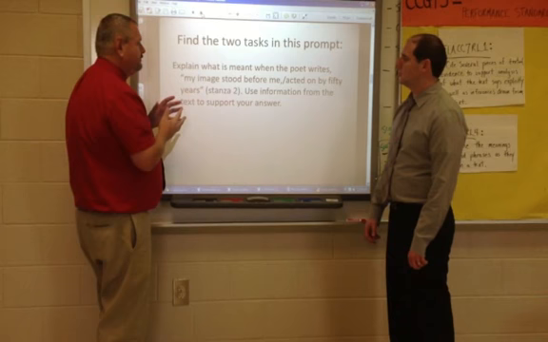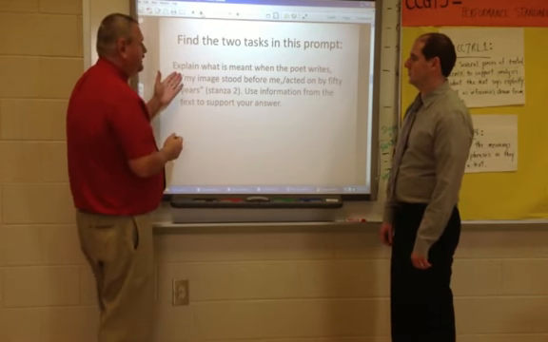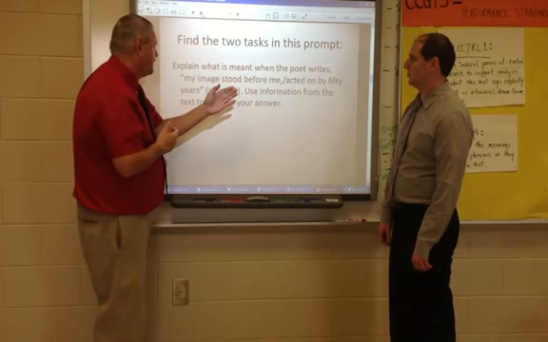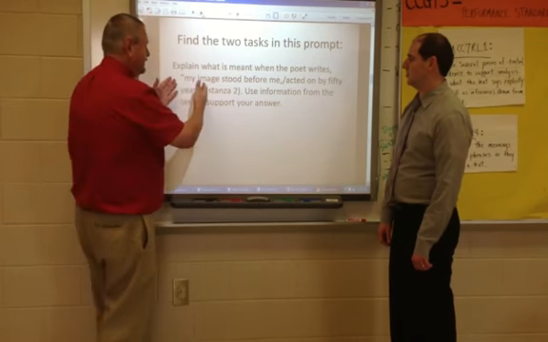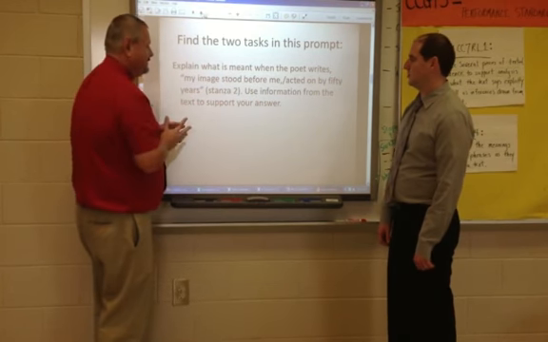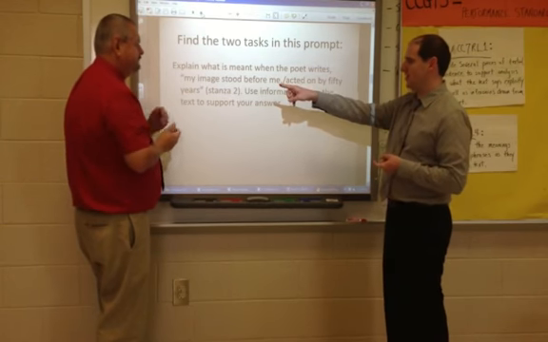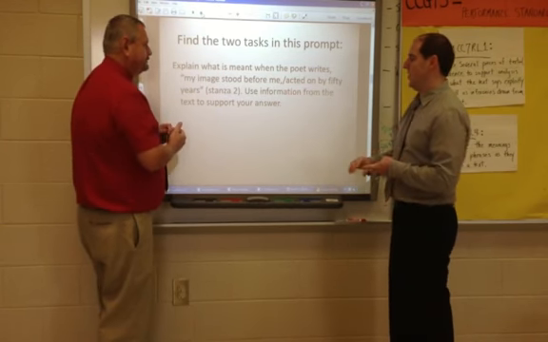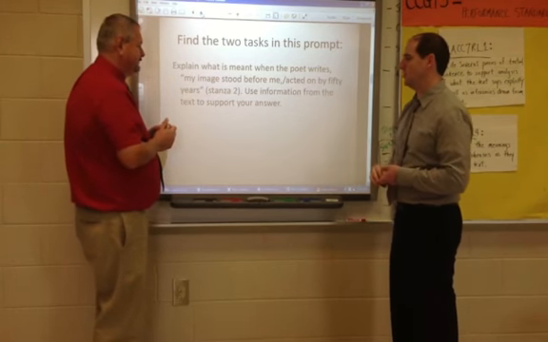All right, then we gave them another prompt. Again, find the 2 action verbs. Explain what is meant when the poet writes, my imagination stood before me, acted on by 50 years. We actually had the text here in the prompt. Use information from the text to support your answer. So the 2 action words are explain, so they know they have to explain something, and use information in this text to support their answer. That's it.